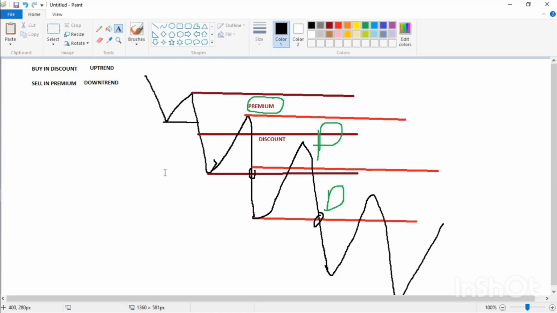So one question: in which time frame do you check this trend? Okay, thank you, that's a good question. I'd forgotten about that. For our time frames, wait, let me just finish this part before I go to the time frames. So I told you to buy in discount, sell in premium.